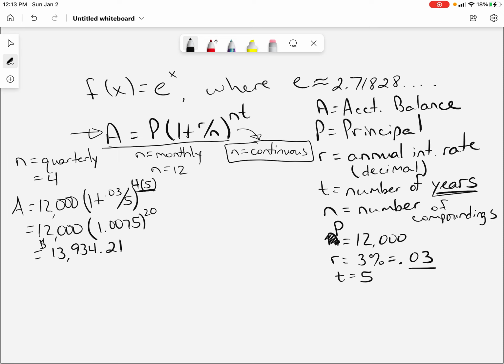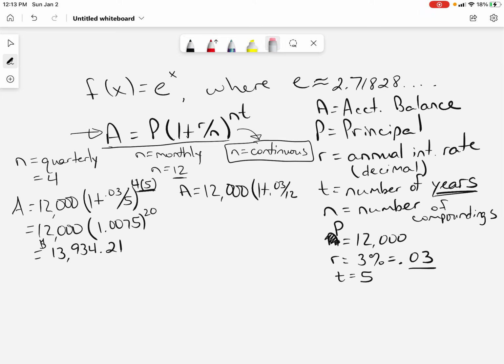Okay, now let's look at monthly compoundings. So the only thing that's changing is our n. Everything else is the same. A is equal to 12,000 times 1 plus 0.03, and now it's over 12. I goofed over here too. This should be a 4. Very sorry about that. I hope I said 4, but I wrote 5 because it's n. It's quarterly. It's 4.